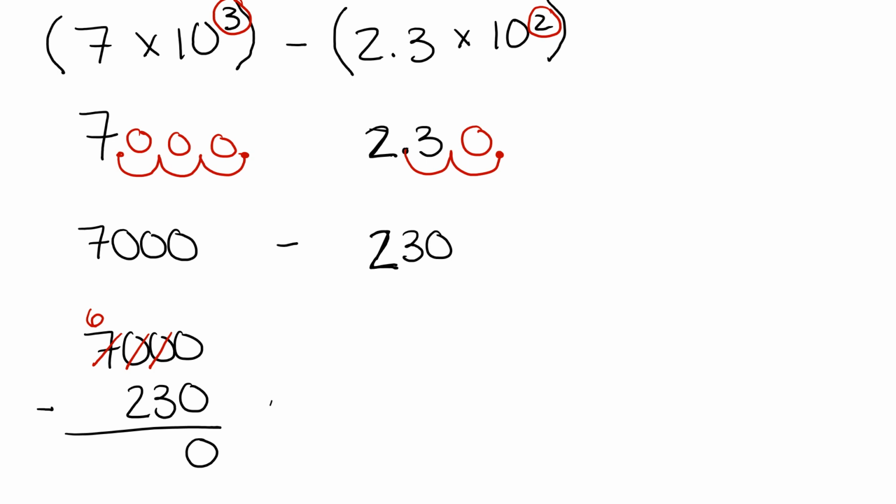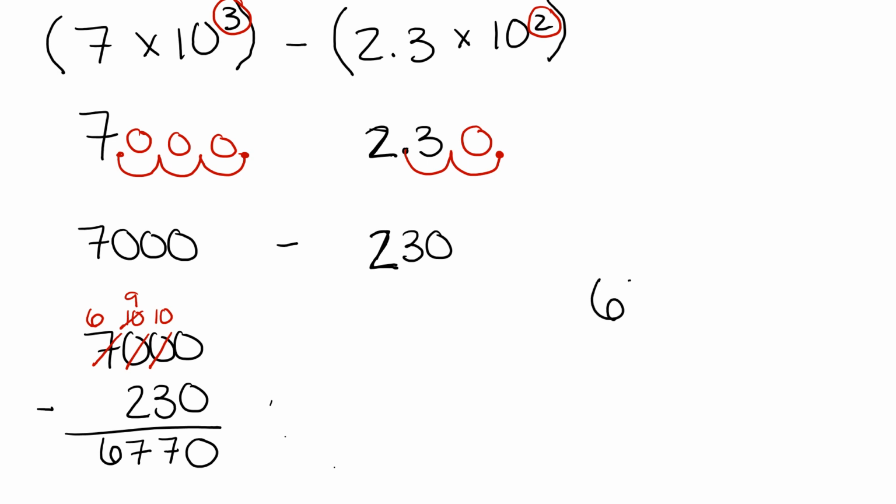The 7 becomes a 6 when we borrow. The 0 becomes a 10. But because we have to borrow it for the other 0, that one becomes a 9, and the first 0 becomes a 10. Now we can subtract. 10 minus 3 is 7, 9 minus 2 is 7, and we can bring the 6 straight down because we don't have any numbers to subtract from it.